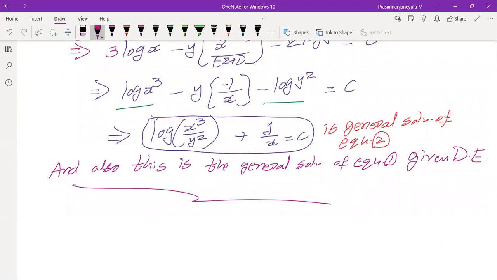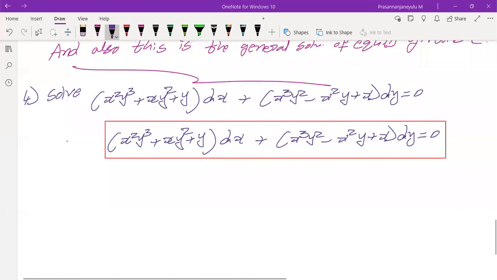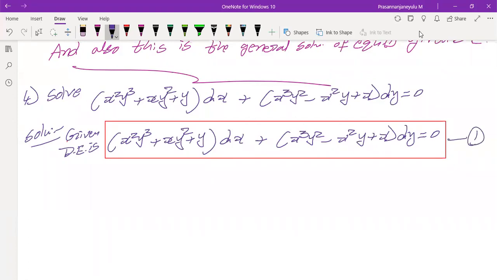Okay, this is a concept. So any doubts? Okay, so starting the solution for the fourth problem. What is the given problem? Given differential equation is (x square y cube plus xy square plus y) dx plus (x cube y square minus x square y plus x) dy is equals to 0. Taking this as equation number 1.